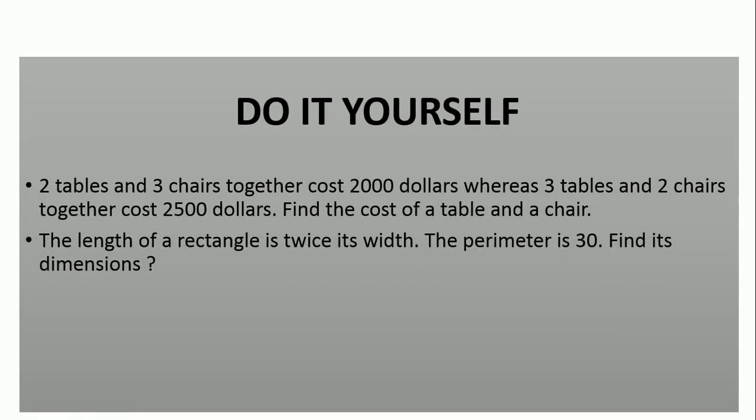Do it yourself. At your own leisure time, it is expected that you should be able to solve these 2 problems. 2 tables and 3 chairs together cost $2,000, whereas 3 tables and 2 chairs together cost $2,500. Find the cost of a table and a chair. The second question: the length of a rectangle is twice its width. The perimeter is 30. Find its dimensions. In the second question, you are expected to find the length and the width.